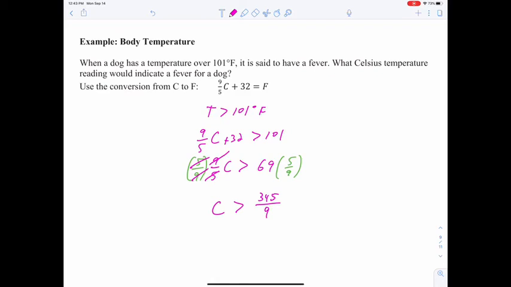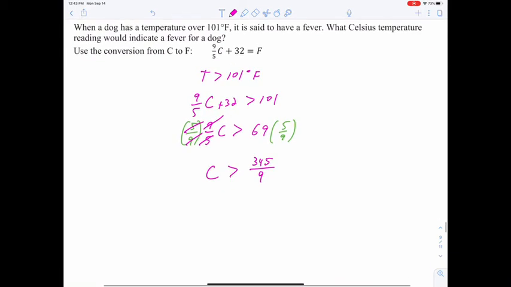But that's not how you would answer someone's question, right? You wouldn't say 345 over 9 degrees Fahrenheit or degrees Celsius. That doesn't make sense in normal speech. So we'll plug that into a calculator. So we're going to say it's somewhere around or somewhere greater than 38.3 degrees Celsius.